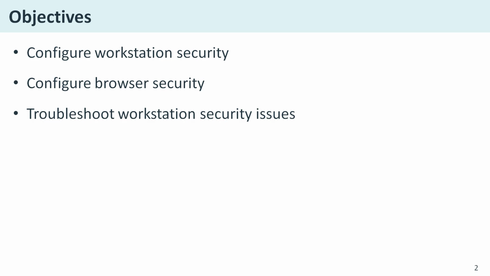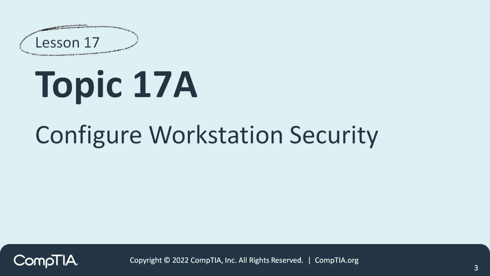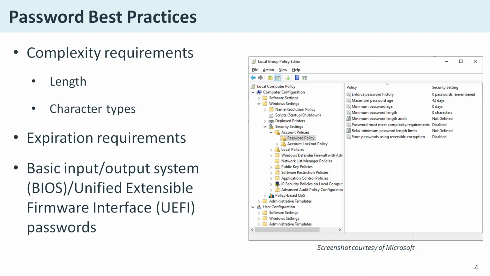Our objectives for these lessons are, first, to look at how we can configure Windows workstation security, then how we can configure browser security, then troubleshoot workstations and security issues. Those are going to be our objectives. Okay, so we're going to start with 17A, configuring workstation security. Okay, here we go.